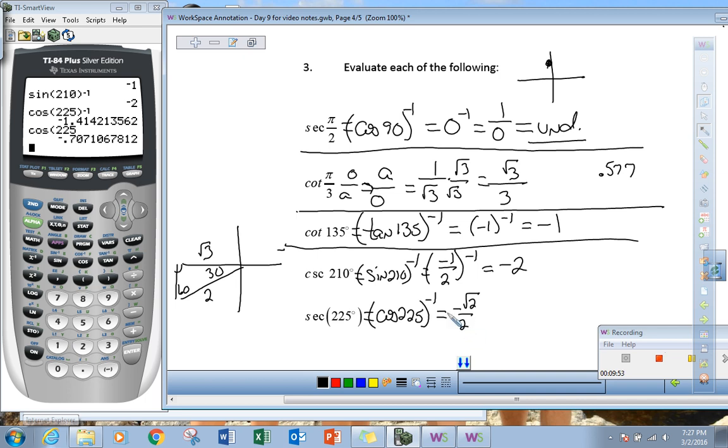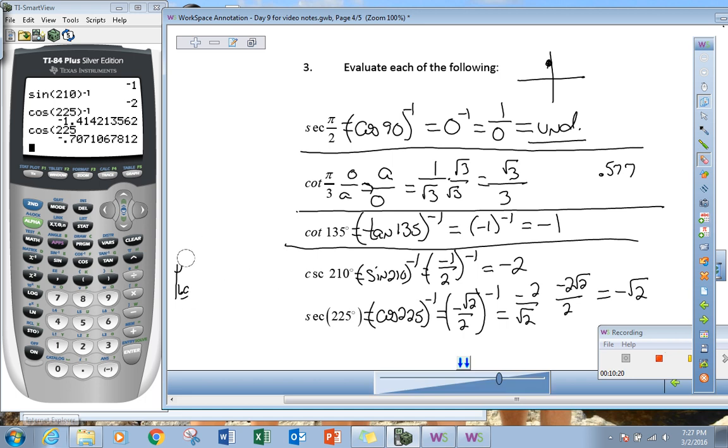But I need the reciprocal of that. Well, the reciprocal is going to be negative 2 over square root of 2. Multiply the numerator and denominator by the square root of 2. So I got negative 2 radical 2 over 2. Here's my answer. Negative radical 2. Okay.